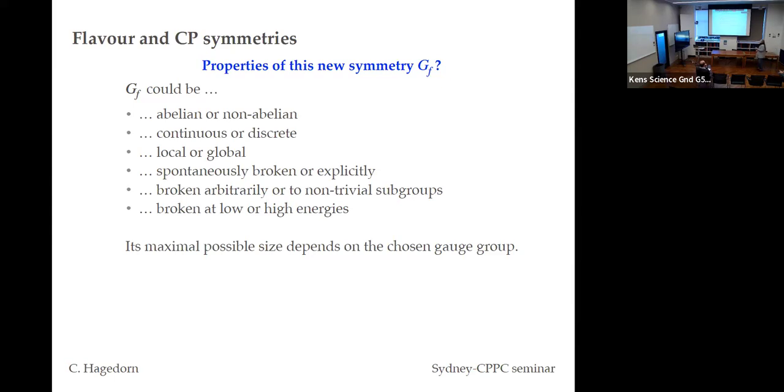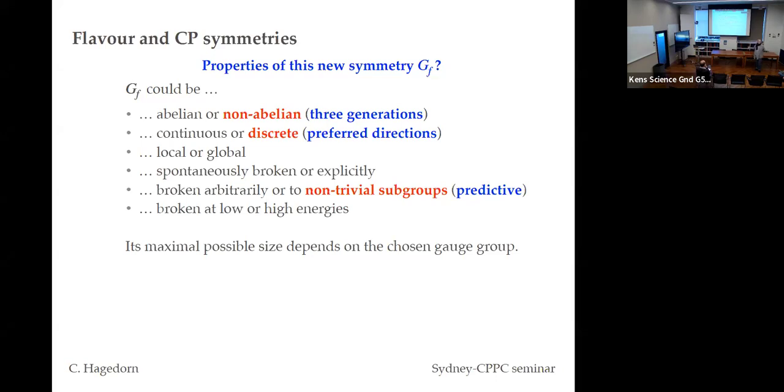So now here's my take on these choices. I just emphasized 3 things. I would like to have a non-abelian symmetry. I'd rather like to have it discrete, and I'd rather like to break to non-trivial subgroups. What's my motivation for it? Non-abelian, simply because I would like to have a reason why there are 3 generations. So I imagine packing the 3 generations in one irrep of the group, which means I need a non-abelian group.